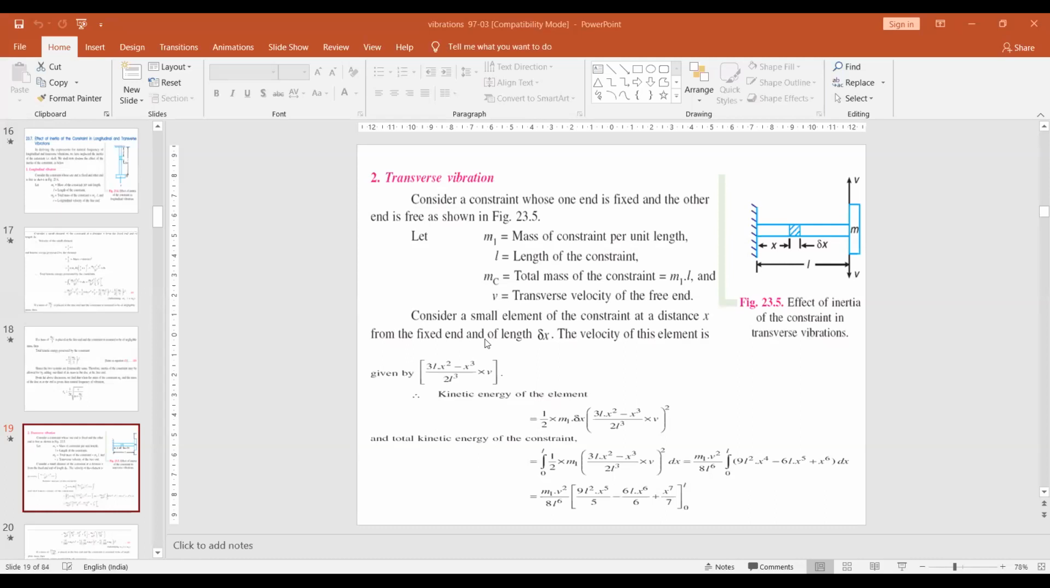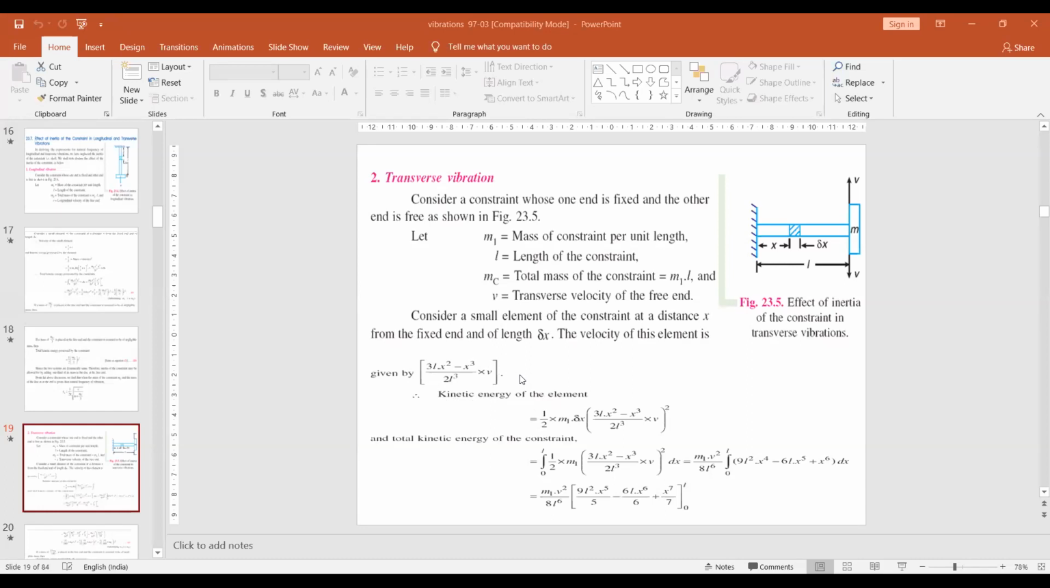Now all of you observe that we consider a small element of the constraint at a distance x from the fixed end. Then the velocity of the small element is 3l x square minus x cube by 2l cube into v. So that is our velocity here.